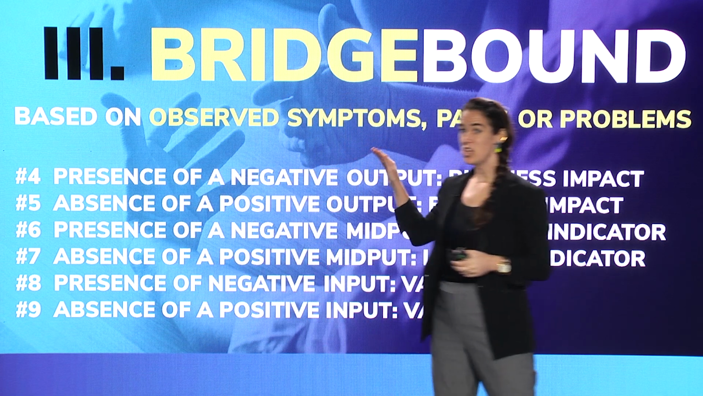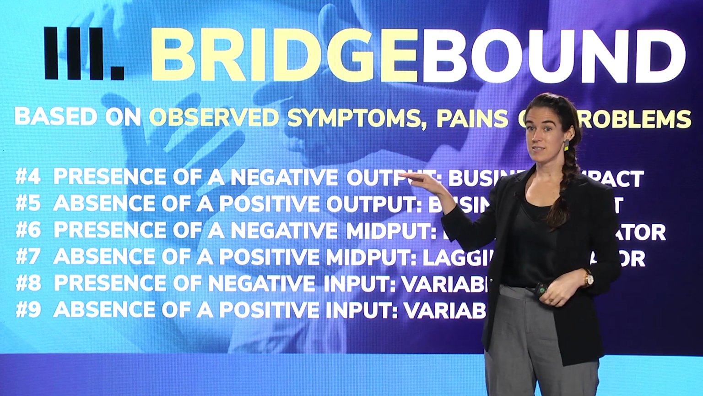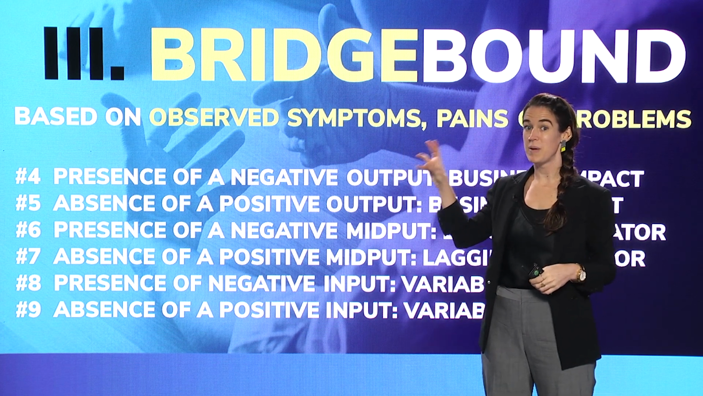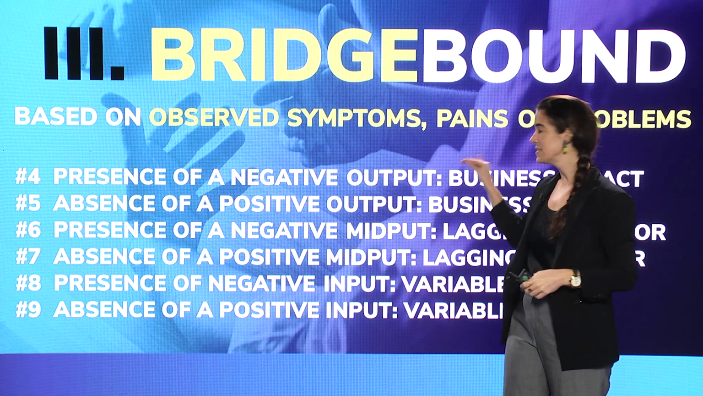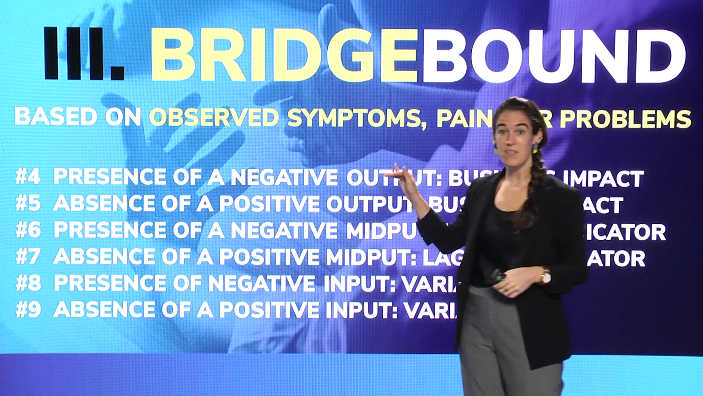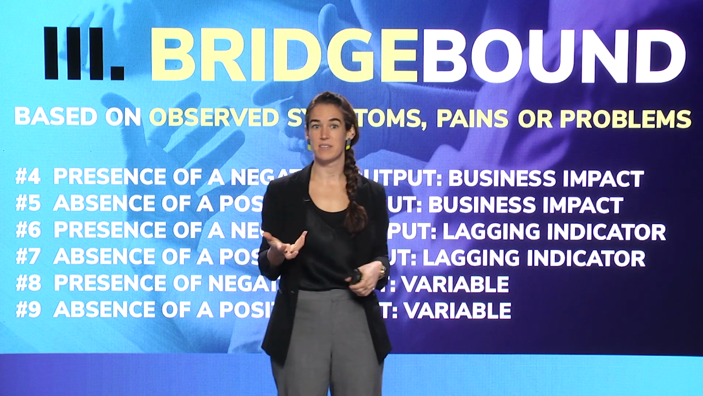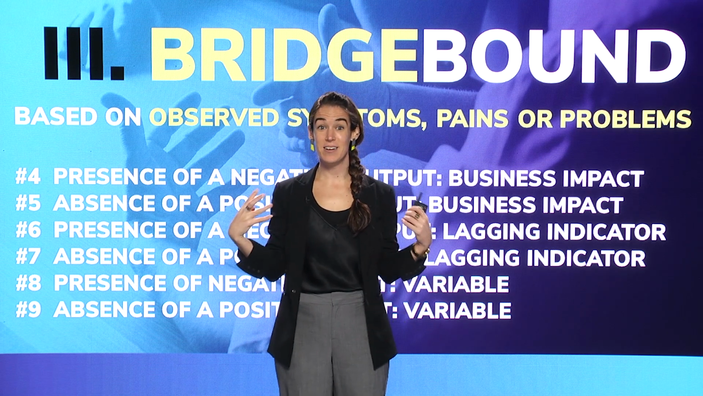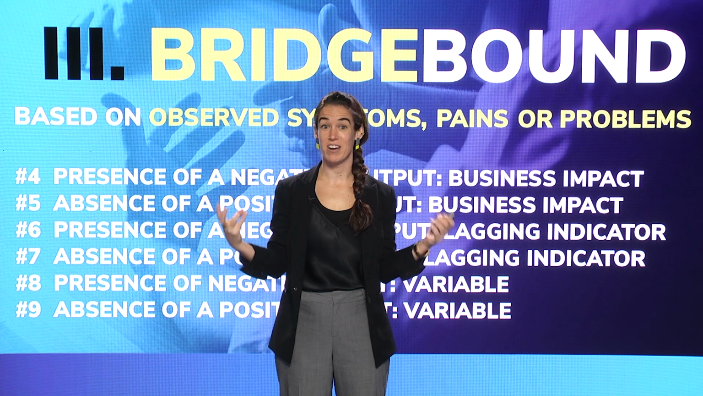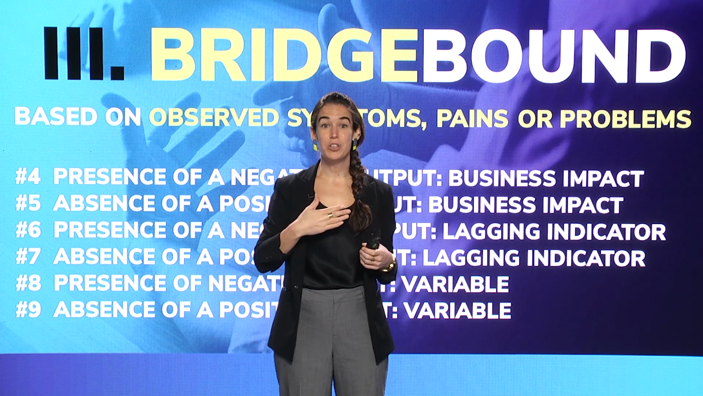The first way that you can sequence your prospects based on symptoms, pains, or problems is there is a presence of a negative output from a business impact perspective. And I'll give you an example. I sell sales consulting and sales training. So if I were to sequence all of the public companies who missed their Q3 projections into a sequence, I could say, I don't know if they need sales training.